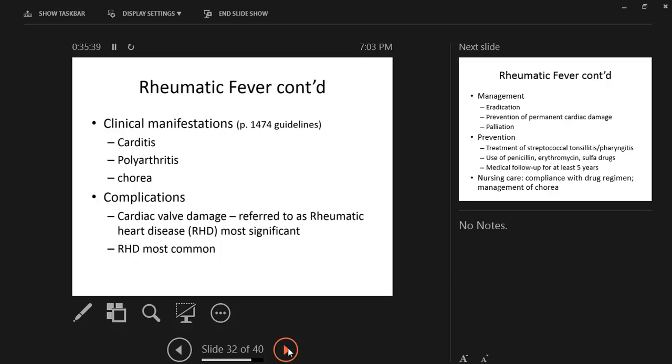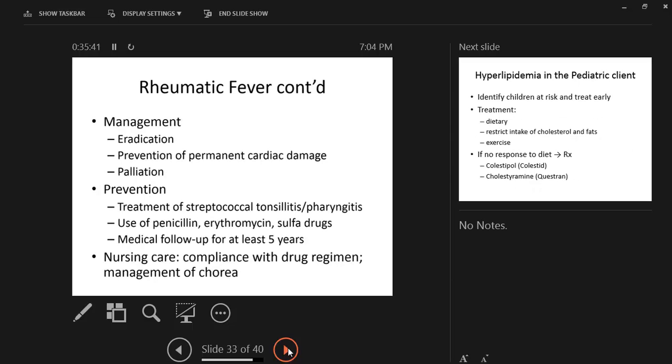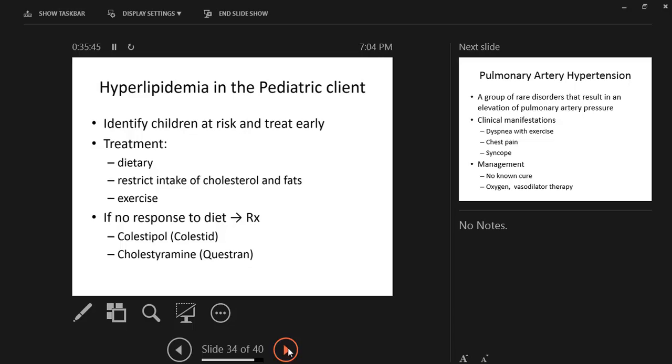And then we're going to talk about hyperlipidemia in the pediatric patient. Yes, younger and younger children are being seen with hyperlipidemia. Sometimes it is a familial thing. People in the family have a family history of hypercholesteremia and hyperlipidemia.